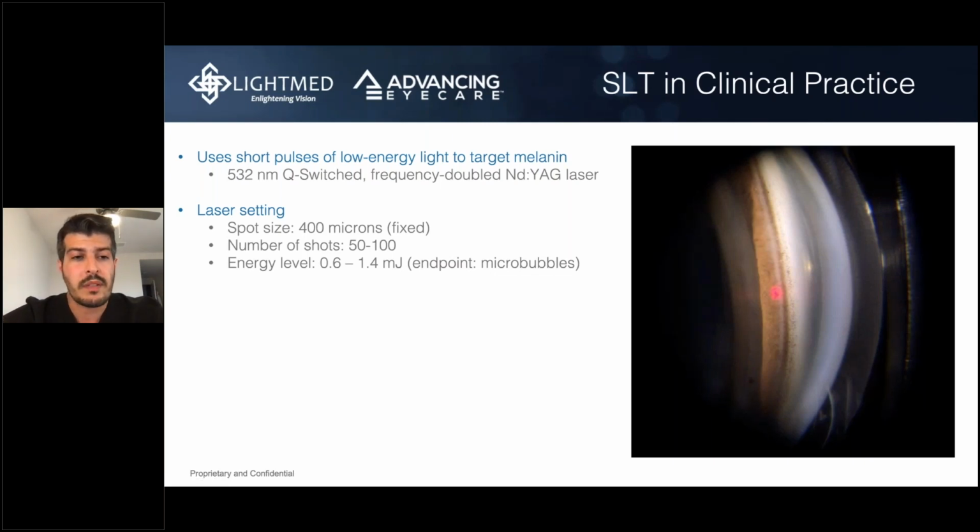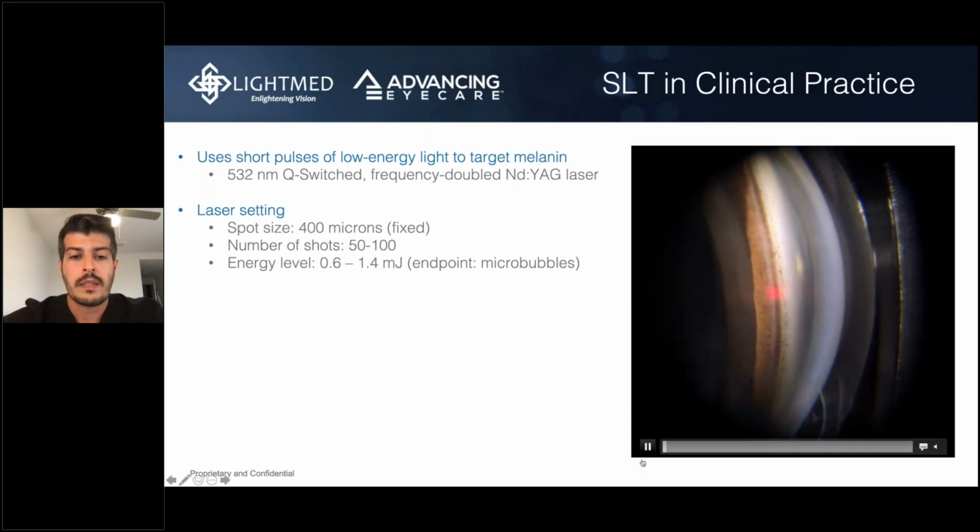So what ends up happening most of the time is I start at 0.6 or 0.7. I shoot at the trabecular meshwork. I don't see anything happening. I'm going to go up 0.1 millijoules. And I keep doing that until I see some of these bubbles that you're about to see here.